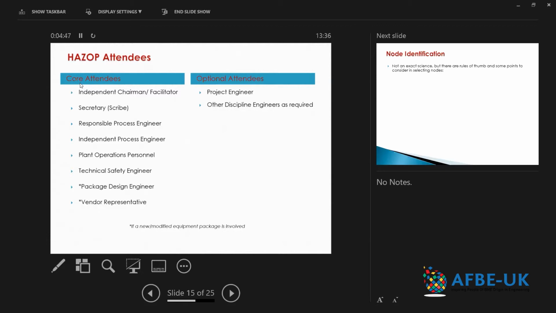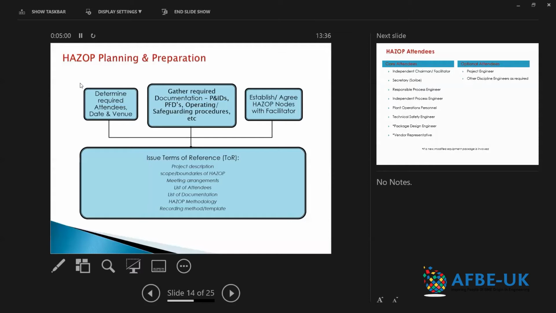You probably need the materials engineer in the room as well, but those are optional and case by case. But on the left you see the core personnel that you require for the HAZOP. So you want to start off by determining the required actors. You've identified your chair. Since it's an external person, it's probably going to be an external consultant.